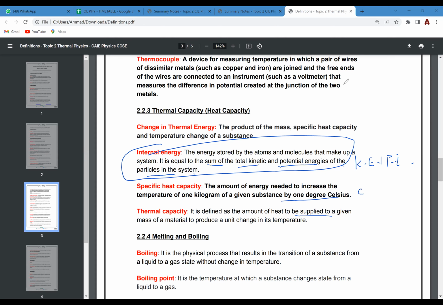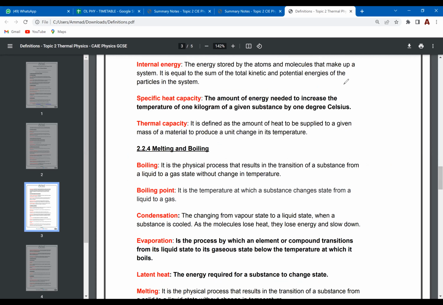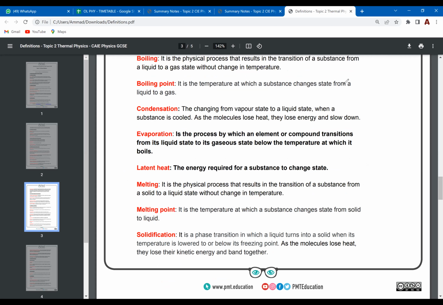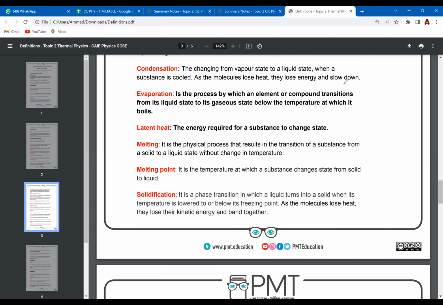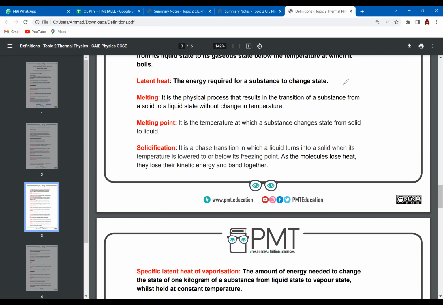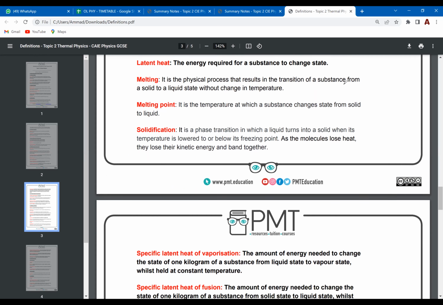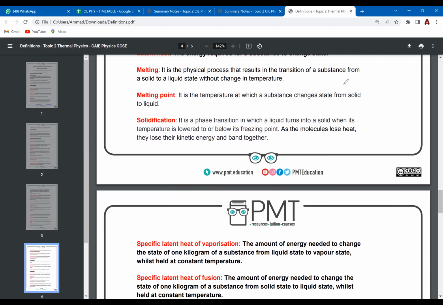You already know what boiling point, condensation, evaporation, melting point, solidification are. Solidification is just a phase transition in which a liquid turns into a solid when its temperature is lowered to or below its freezing point. As the molecules lose heat, they lose their kinetic energy and band together. So this is solidification, how a liquid turns into a solid, basically.